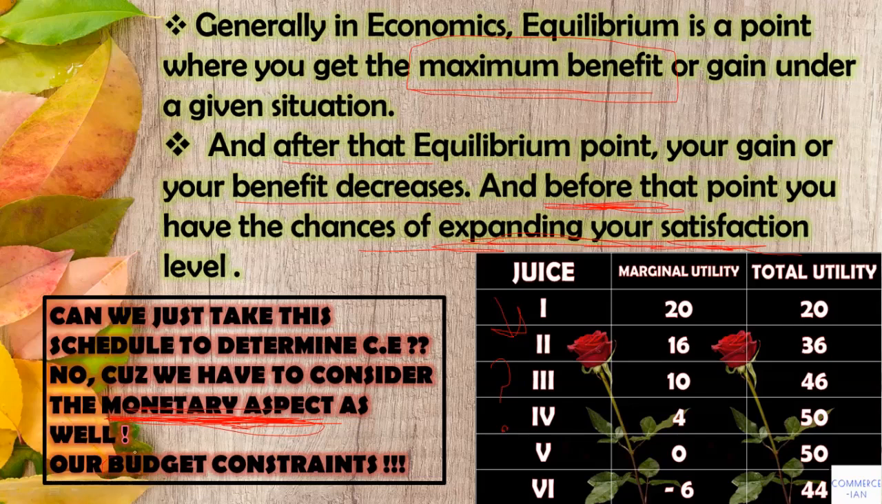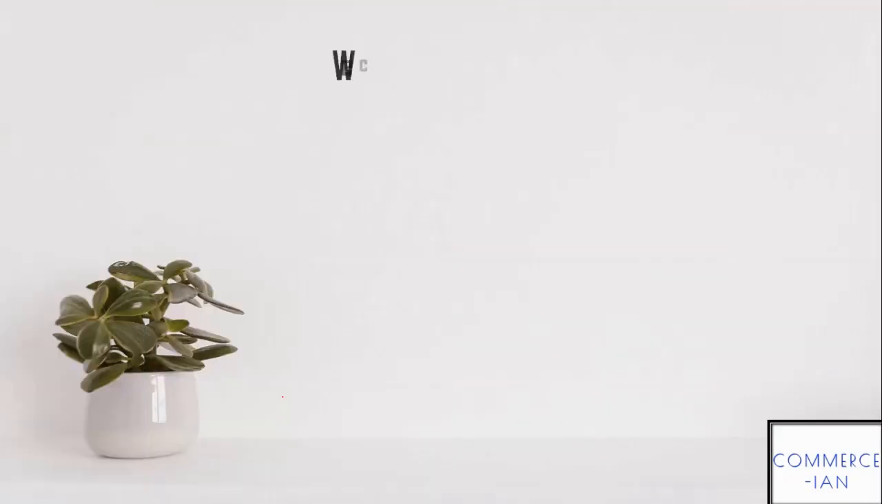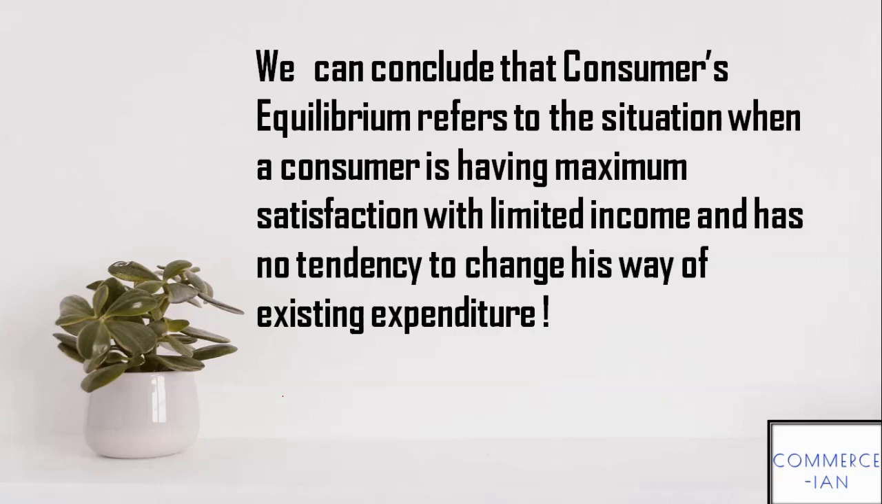Not only for that, but we need to keep in mind our budget constraints as we had in our coffee example in the first video. So we can conclude that consumer's equilibrium refers to the situation when a consumer is having maximum satisfaction with his limited income and has no tendency to change his existing pattern of expenditure. So in our next bunch of videos, we'll look at the consumer's equilibrium in case of single and 2 commodities, and we'll finish off the ordinal utility approach.